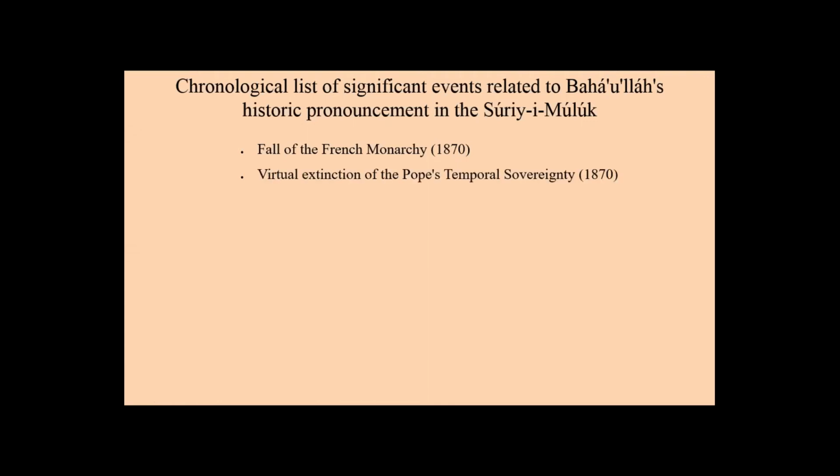The virtual extinction of the Pope's temporal sovereignty. And what does that mean? It means, if you'll remember, that the Pope, to whom he wrote when we discussed the Surih Haykal, the papal states were a lot of land. He had a lot of power. In effect, the Pope wasn't just head of the church, he had a kingdom.